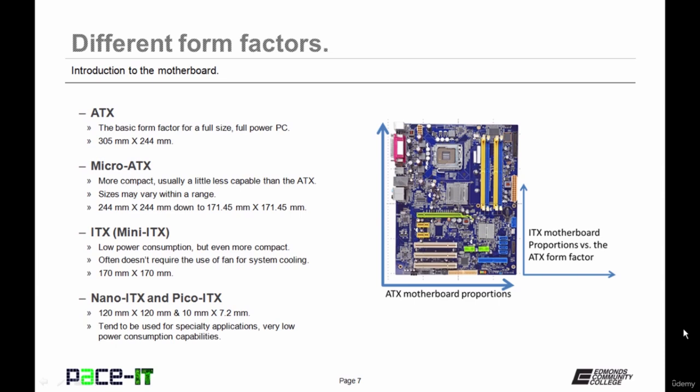Now, sizes within the microATX may vary within a range. At its largest, a microATX motherboard can be 244 millimeters by 244. But it can also go down to 171.45 millimeters by 171.45. The next main form factor category is the ITX, which can also be called the Mini ITX.